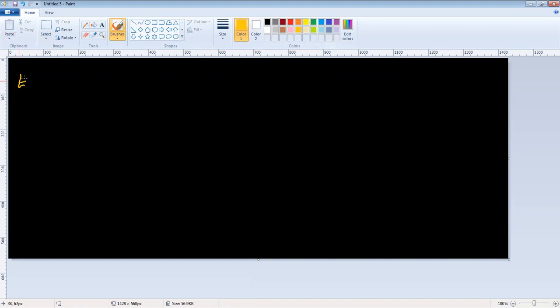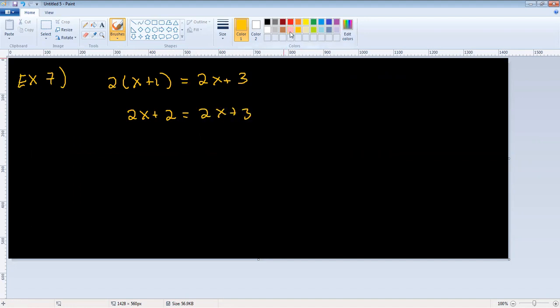Here's an example right here. So this is example 7. So they give us something like this: 2 times x plus 1 is equal to 2x plus 3. And you kind of have to look at this on both sides and try to make sense of it. So this is 2x plus 2 is equal to 2x plus 3. We have 2x and 2x that goes away. And so we just have 2 is equal to 3. And we all know 2 does not equal 3. So no solution there. And I believe this is called inconsistent.